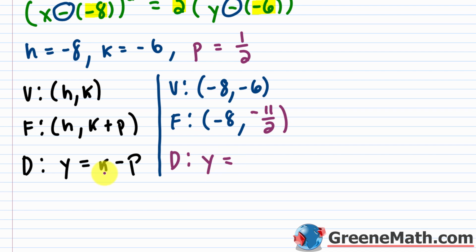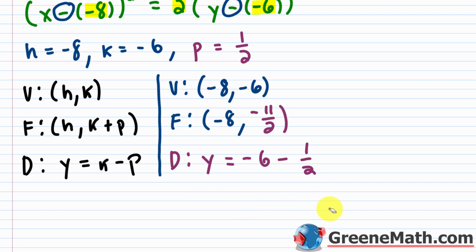Okay, for the directrix, again, this is a horizontal line, and it's going to be y is equal to your k value, which again is going to be -6, and then minus your p value. p is 1/2. Let me fix that. So if you want to work with decimals, you just do -6 minus 0.5. So that's -6.5. So you get y equals -6.5.